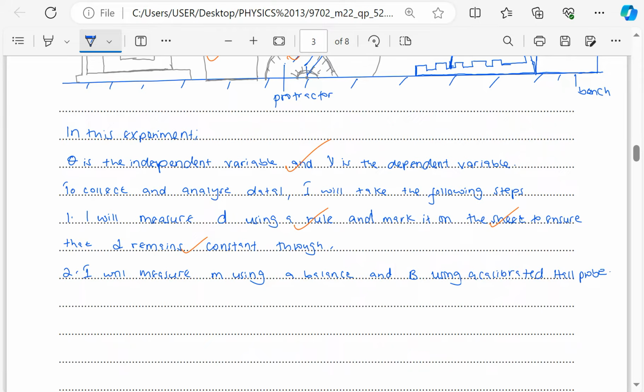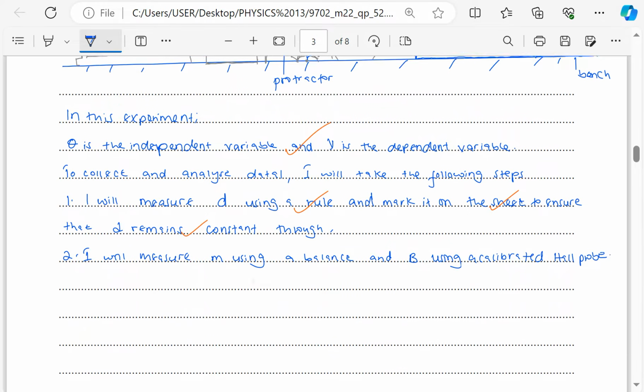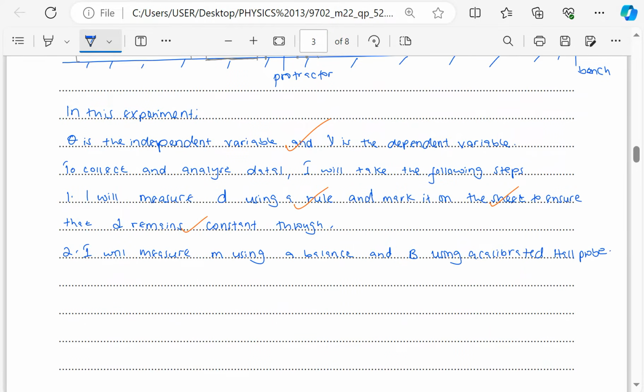Okay. So if I know that I'll measure M using a balance and B using a calibrated Hall probe, that means I have another mark there. But remember, M and B should remain constant, because if they don't remain constant, they would affect the results. So, I'll write this third step about the Hall probe. Remember, your teacher must have told you that when we're using the Hall probe, you must always use it in both directions and then obtain the average value of B.